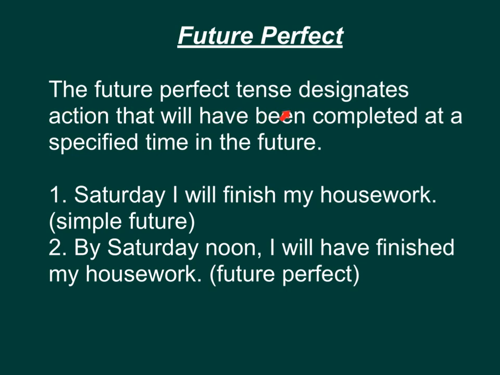The future perfect tense designates actions that will have been completed at a specified time in the future. For example, 1. Saturday, I will finish my housework. Simple future. Number 2, by Saturday noon, I will have finished my housework. Future perfect tense.